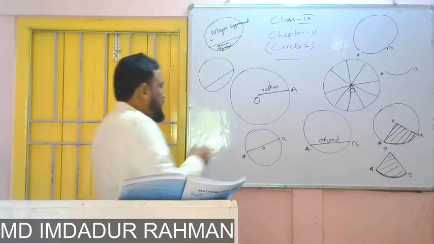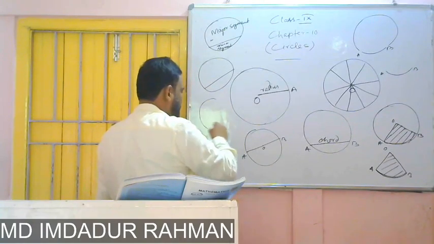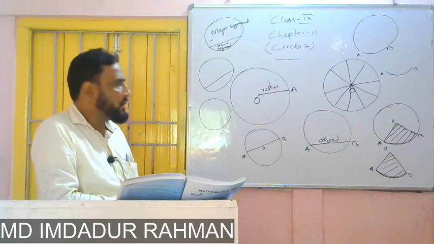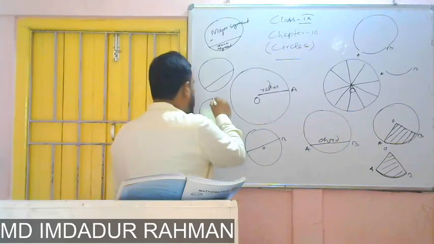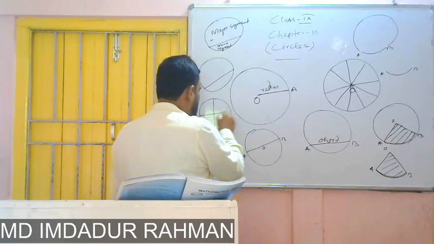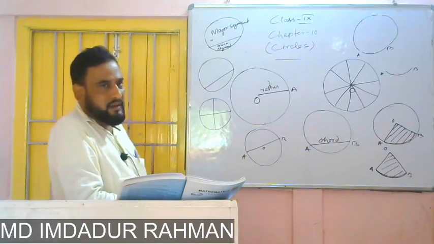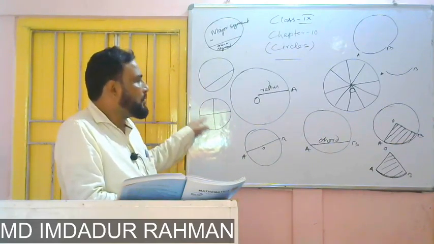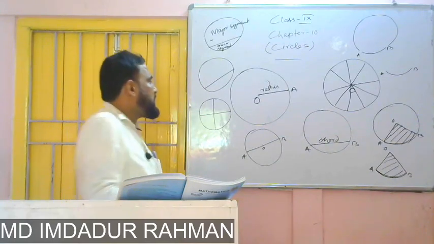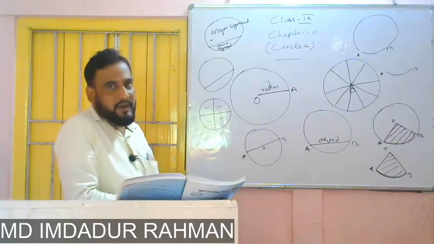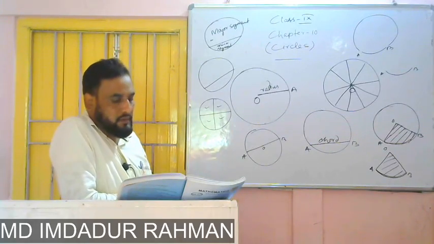Quadrant of the circle. One-fourth part of the circle is called a quadrant of the circle. That is, if we draw two perpendicular diameters in a circle, then the circle will divide into 4 equal parts. Each part is called a quadrant of the circle.